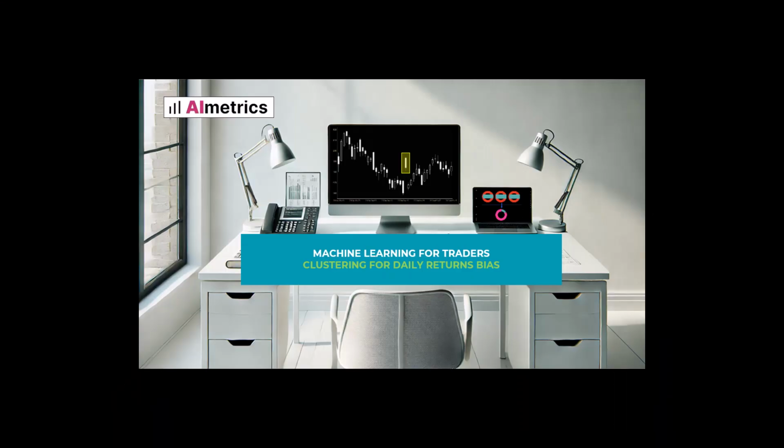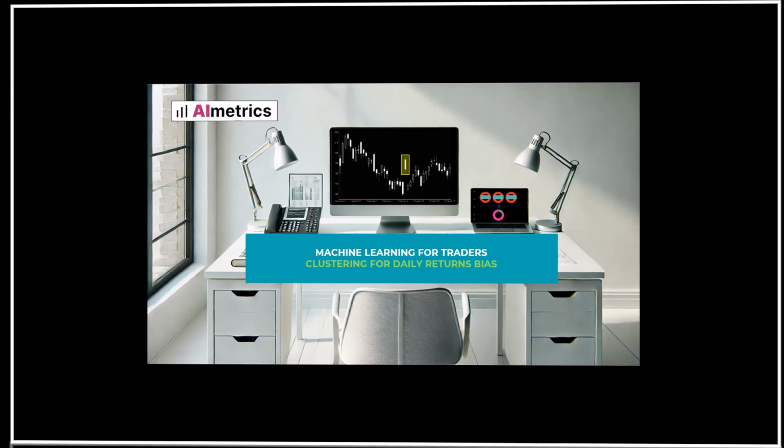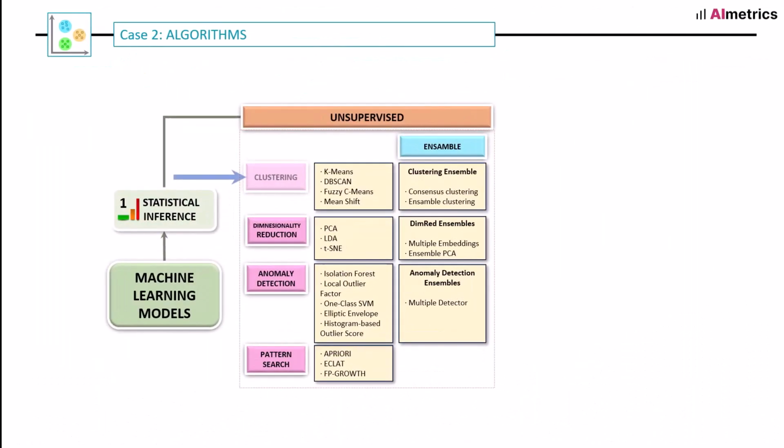In this excerpt from the course, we will explore how to group the historical data of a stock into clusters based on the status of technical indicators to determine if the stock is biased towards upward or downward daily returns. Clustering is unsupervised learning or pattern extraction, that is, without labels or targets. The algorithm simply analyzes the data and draws conclusions about how they are organized.